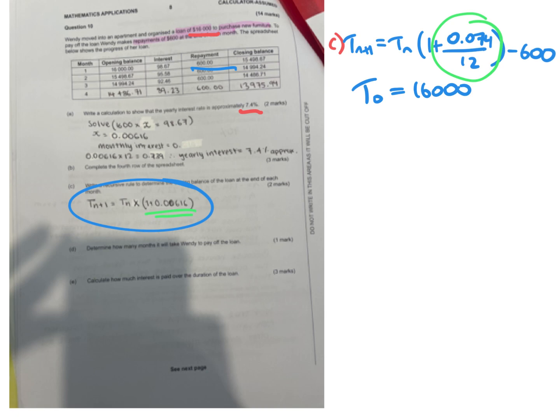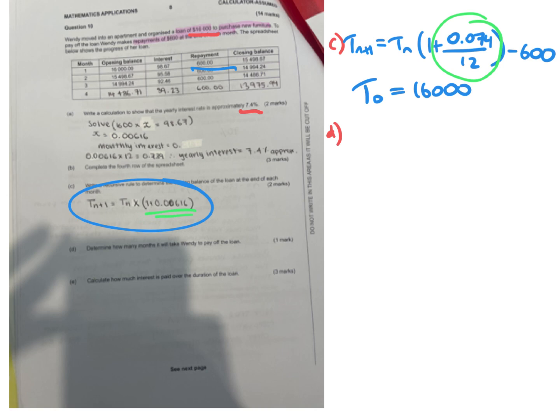Part D, determine how many months it will take Wendy to pay off the loan. Now I'm going to use my sequences here. You can use the financial app, or that's the app you've got, or potentially the program that I gave you earlier in the year. Now if I put this into my financial app, where instead of using T's I'm using A's, we'll actually find, and I'm just looking on my calculator now, it looks like it is at T30 is the first time that it gets down to 0.